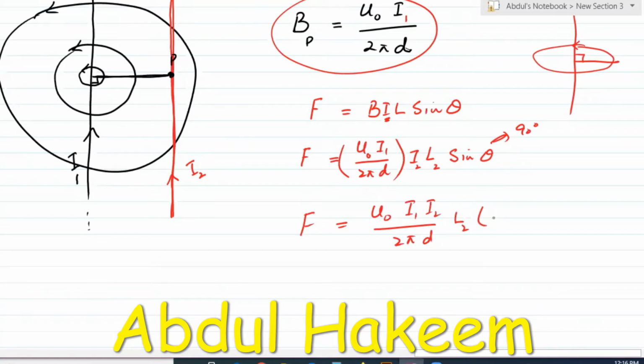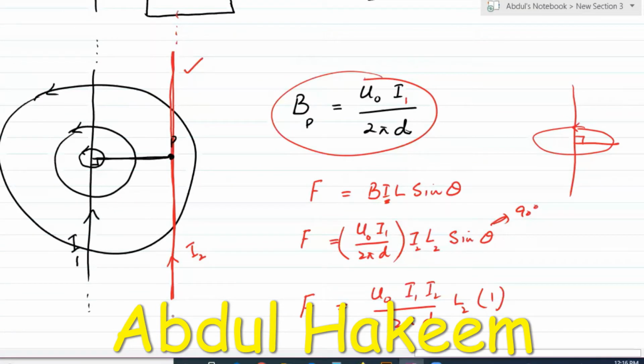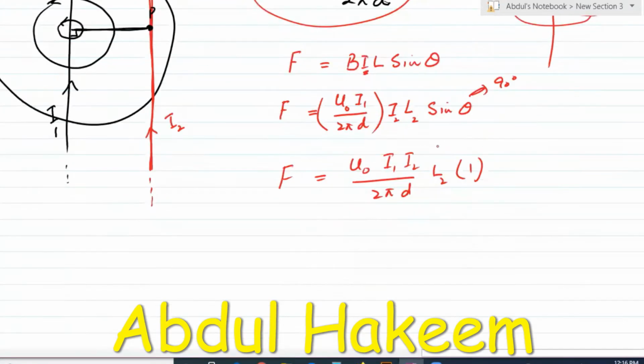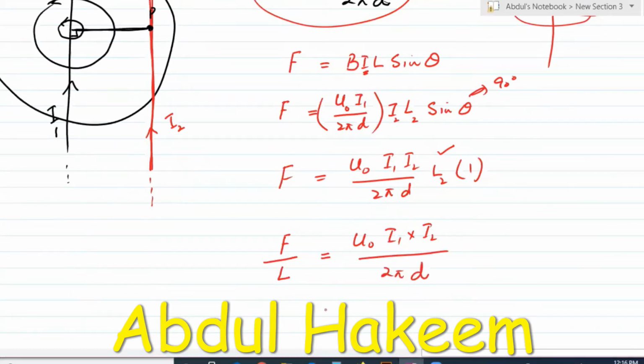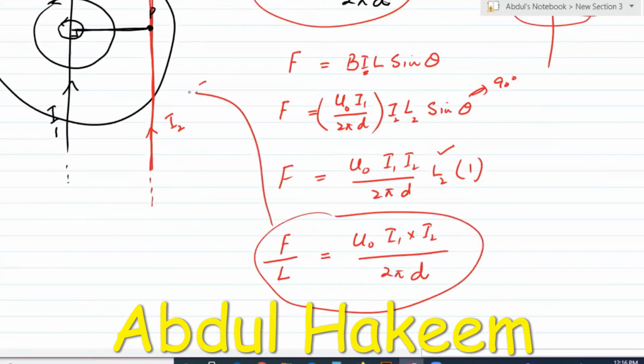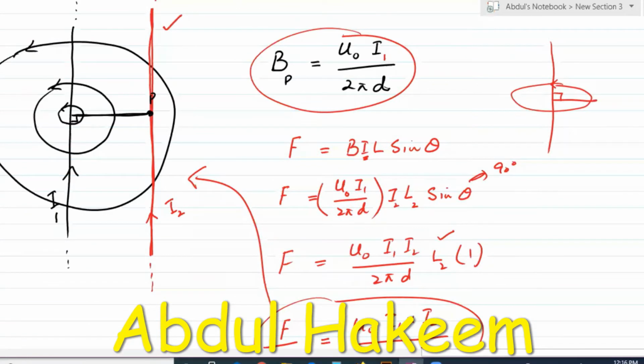But the problem is this wire is parallel and it is infinitely long, so we cannot measure the force due to this unknown value. So in this case, when the wire is infinite, we will measure the force per unit length for the second wire, which is mu naught I1 I2 over 2 pi d. So this is the force per unit length experienced by this red wire due to the magnetic field of this black wire.